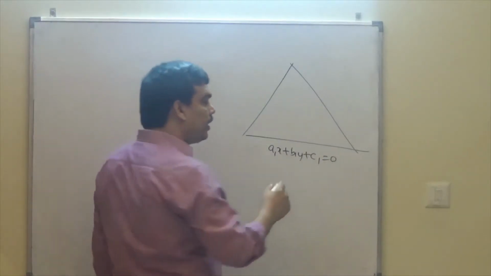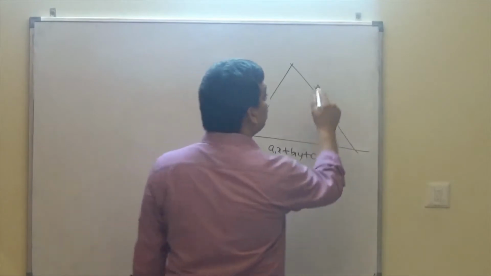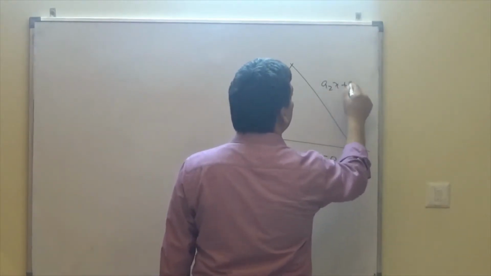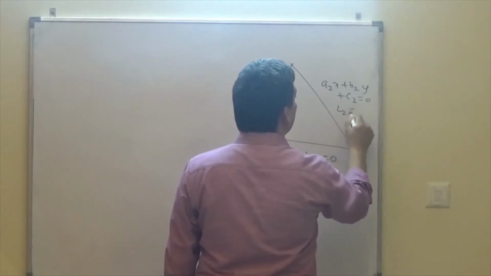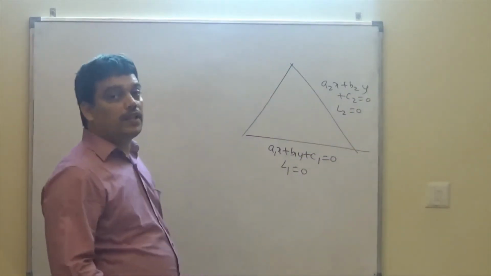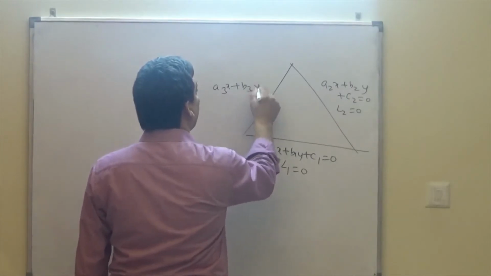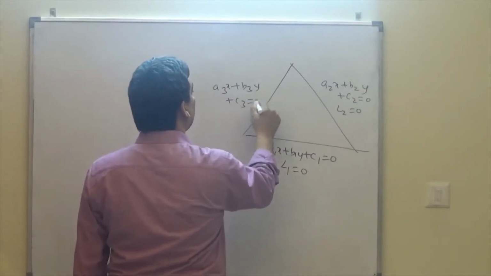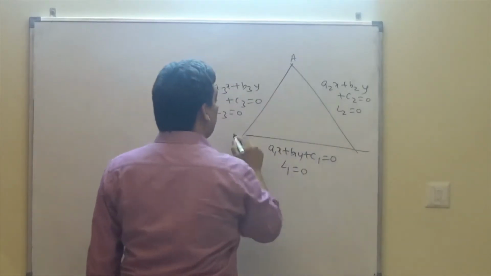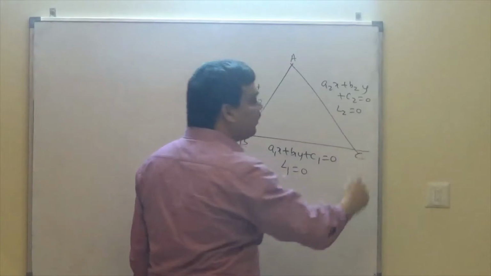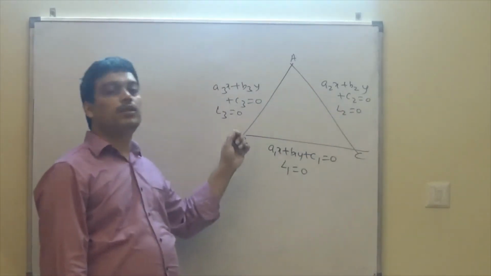In short form we will represent this as L1 equal to 0, and the equation of the second side is suppose a2x plus b2y plus c2 equal to 0. In short, we will represent this as L2 equal to 0. And the equation of the third side is say a3x plus b3y plus c3 equal to 0. In short, we will say L3 equal to 0. So we have a triangle ABC for which the equation of sides are given. We have represented in short form notation L1 equal to 0, L2 equal to 0 and L3 equal to 0.